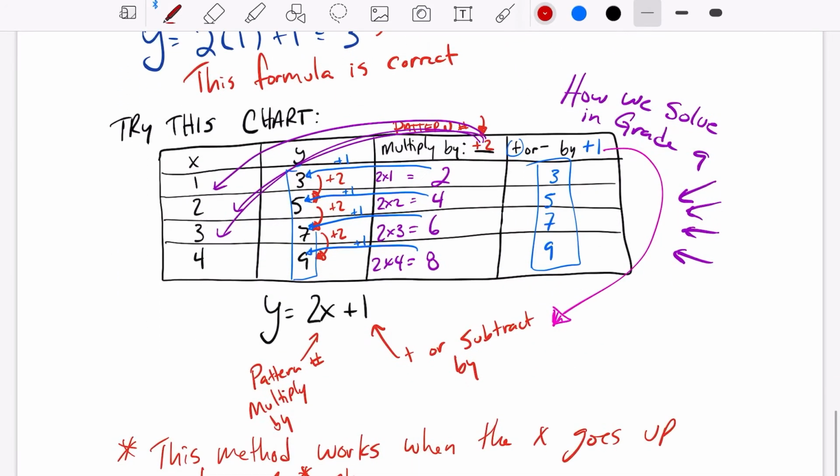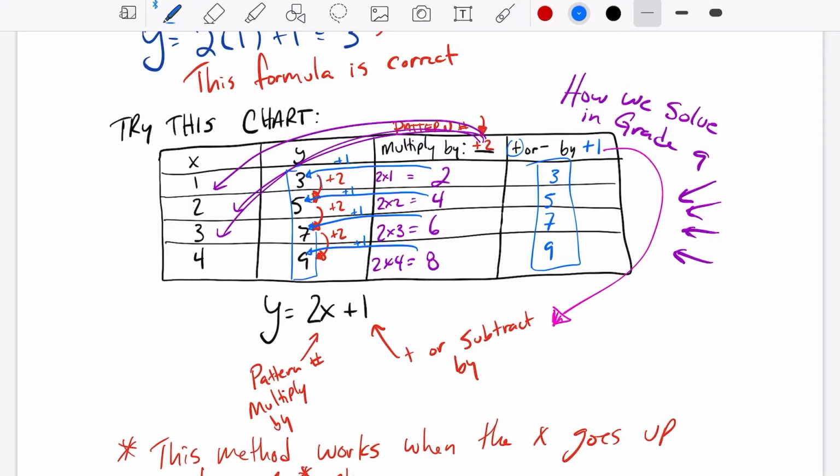So looking back here, and this is actually how we do it in grade 9, it only works when your x values go up by 1. And when I'm looking at your practice examples in your textbook, it looks like there's some that do go up by 1 and some that don't go up by 1. So this is really only going to work if it does. But what we do is we find the pattern here, and you don't have to know how to do this, but I'm just going to show you really quickly.